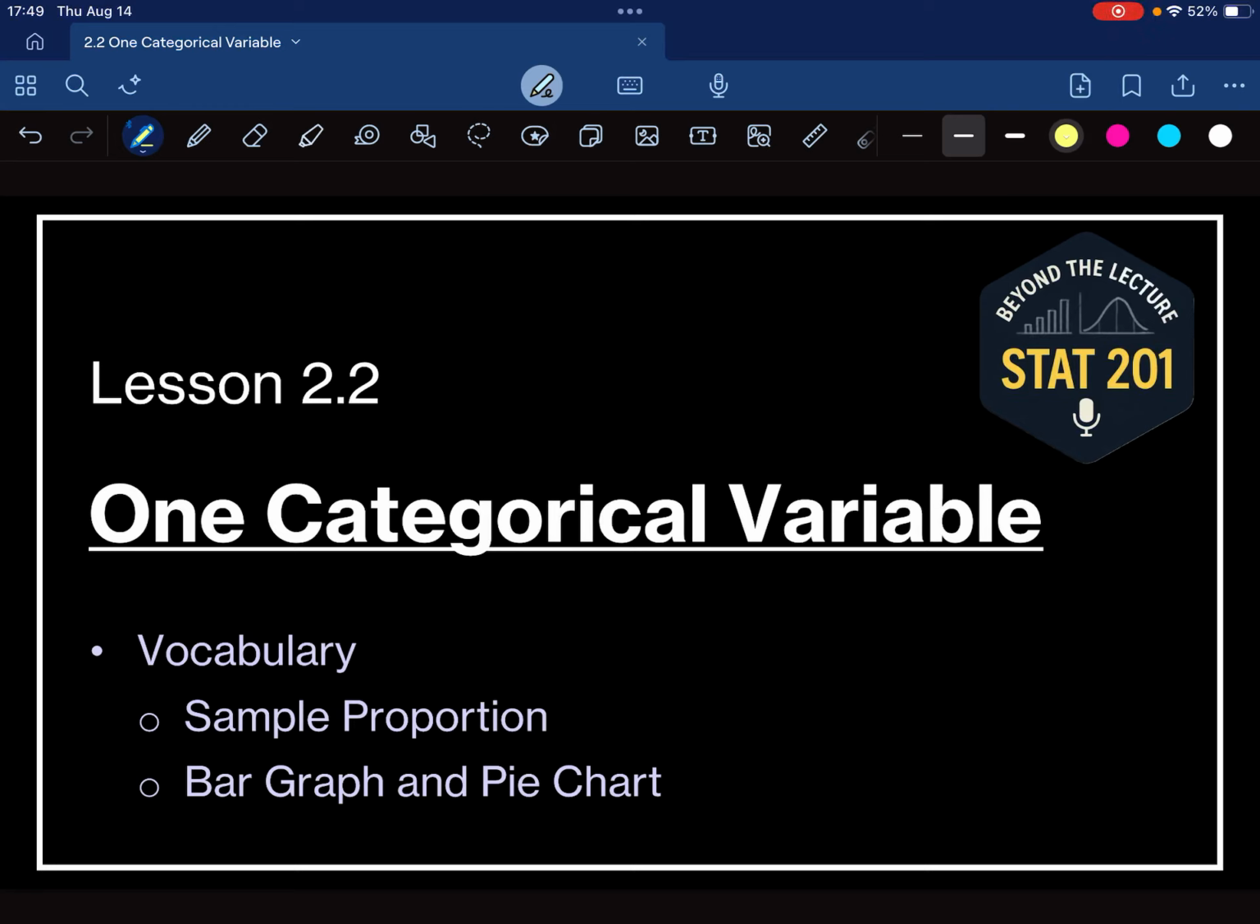This is going to be lesson 2.2, which is on describing one categorical variable. The biggest and most important thing that I want everyone to learn from this video is how to calculate a sample proportion. After that, we're going to talk about other ways of describing one categorical variable, like using bar graphs or pie charts or a frequency table or a relative frequency table.